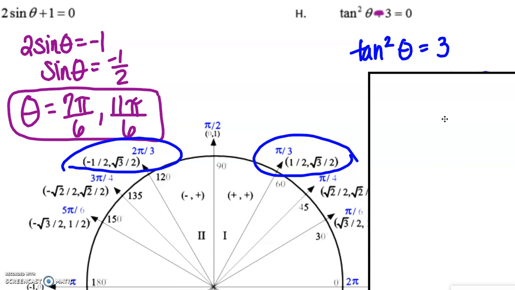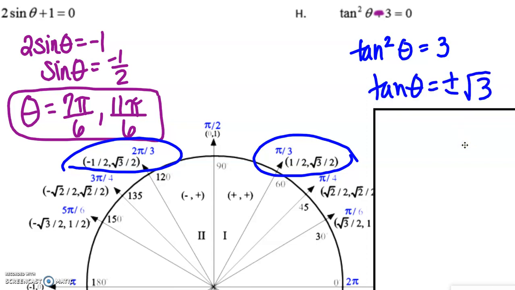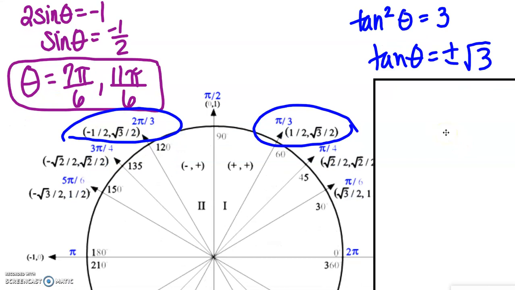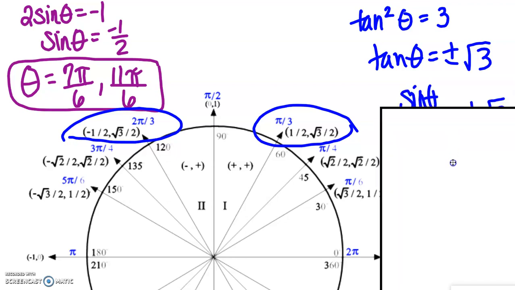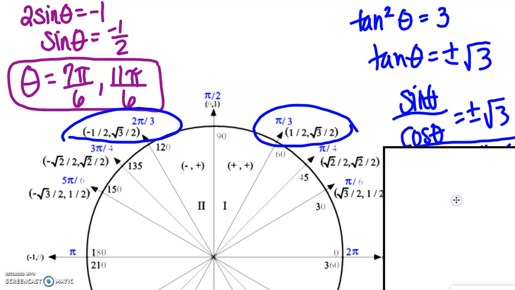I have to get rid of the square, so I take the square root. And we have to remember, when we take the square root, we get a positive and a negative answer. So we have tangent theta equals plus or minus square root 3. Next thing we have to think about is tangent's not on our unit circle. To find tangent, we have to do sine divided by cosine. So really we're thinking about, when I take my sine or my y coordinate and divide it by my cosine, my x coordinate, I need things to cancel out where I'm just left with the square root of 3.